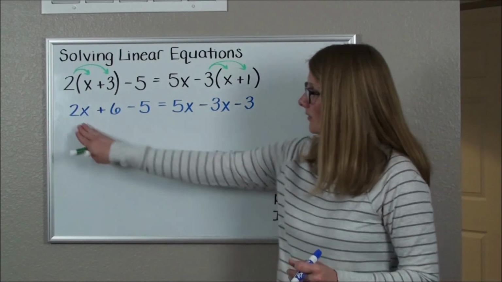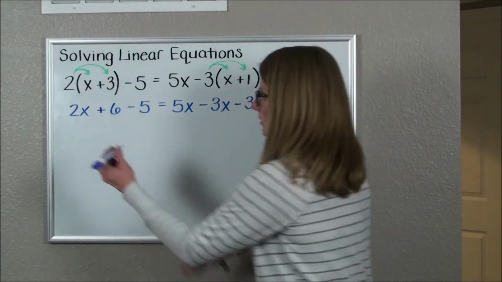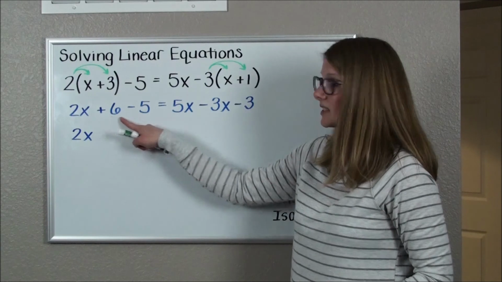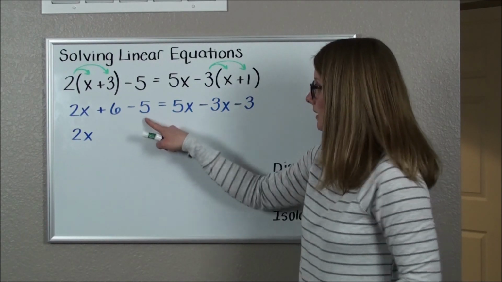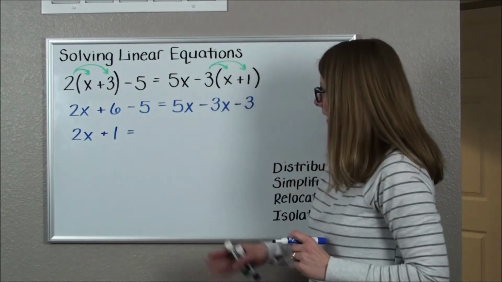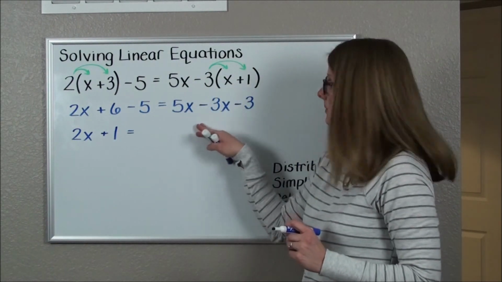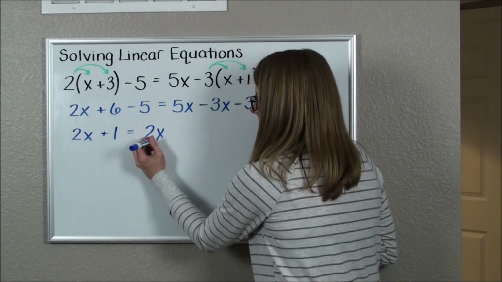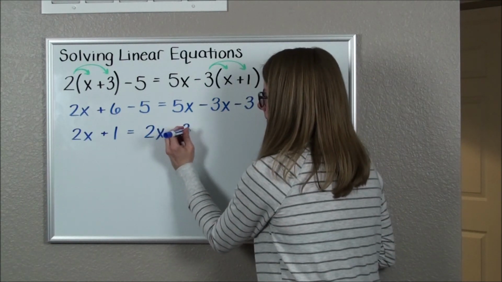So on the left side, I've got the 2x, which is the only x over there. So I'll just copy him. But then I've got, for my constants, I have 2. Let's combine them. 6 minus 5 would give us 1. And then on the right side, same idea, we want to combine our like terms. In this case, I have 5x minus 3x to give me 2x. And then I'll copy my minus 3.